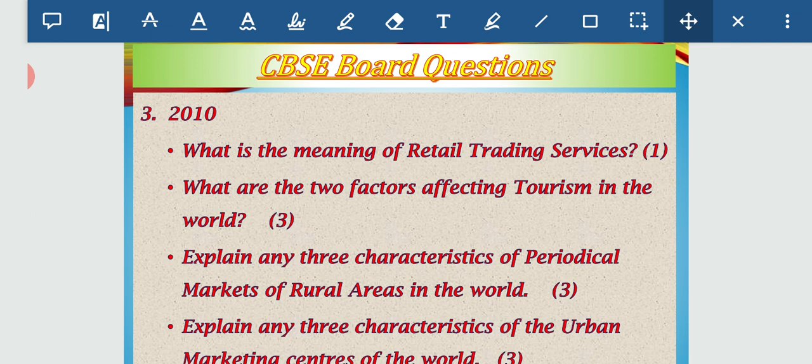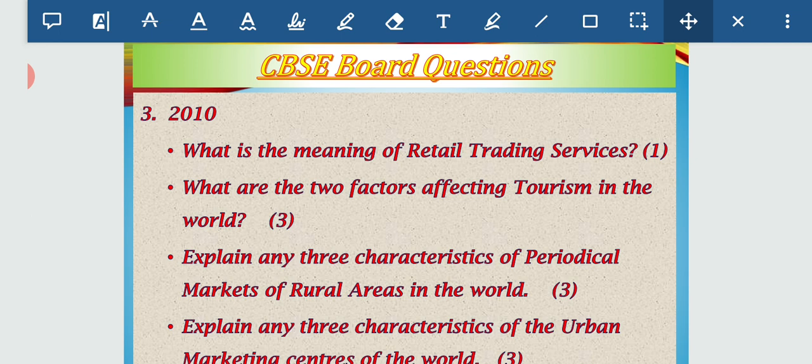Now next, explain the 3 characteristics of the periodical markets of rural areas in the world. Now, periodical markets means where the market is not there for the entire period, it is only there for a certain period of time. That means either it is once in a week or it is twice in a week. So, the periodic markets are organized at temporal intervals.